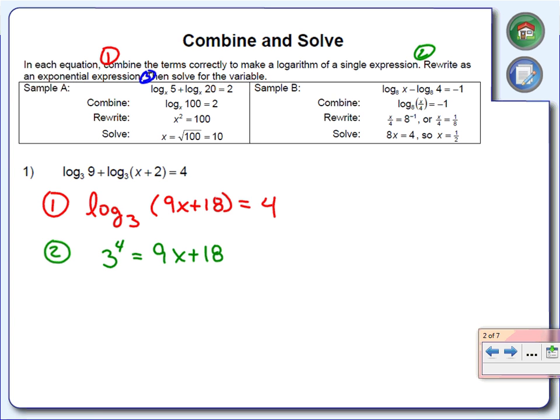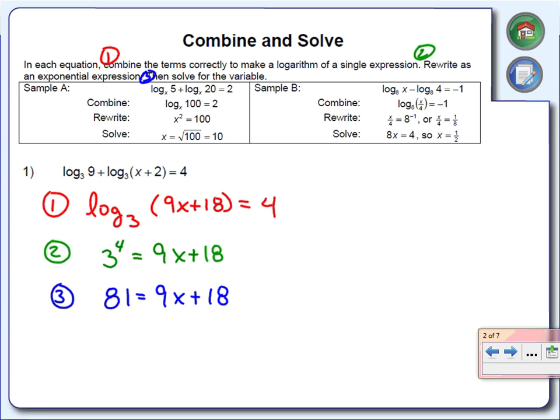All right, so there's our second step. All we did was rewrite it in the form of an exponential. Now we're going to take that and solve it. But before I solve it, let me go ahead and find out what 3 to the 4th power is. Put that in your calculator for me. What is 3 to the 4th power? 3 to the 4th power is 81. So now we've got 81 is equal to 9x plus 18.